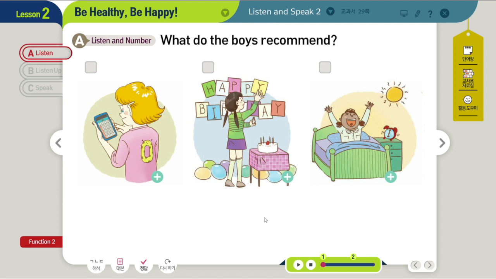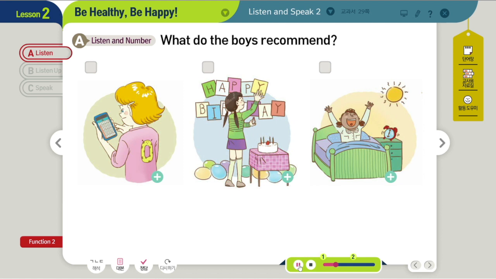Okay, let's listen one more time. I always forget my parents' birthdays, so what should she do? Also, I never get to eat breakfast. What does he recommend? What should she do to be able to eat breakfast in the morning? We'll listen one more time for the first answer and one more time for the second answer. Here we go.